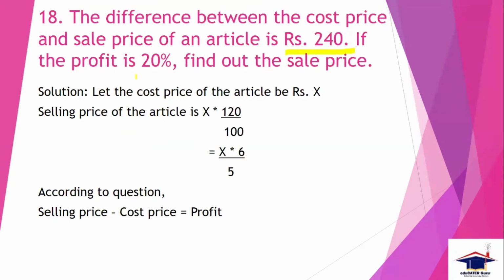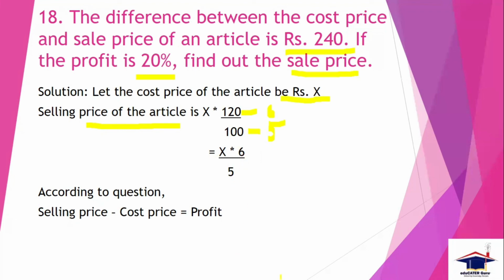Next. The difference between the cost price and sale price of an article is rupees 240. If the profit is 20%, then find out the sale price. First, let us keep the cost price of the article as X. Then the selling price of the article is X into 120 by 100, that is 20% profit. 100 plus 20 is 120, so 120 divided by 100. Solving 120 by 100, it becomes 6 by 5. So, X into 6 by 5.